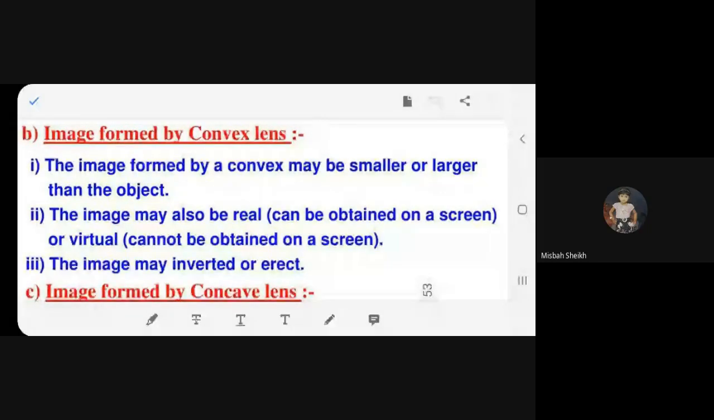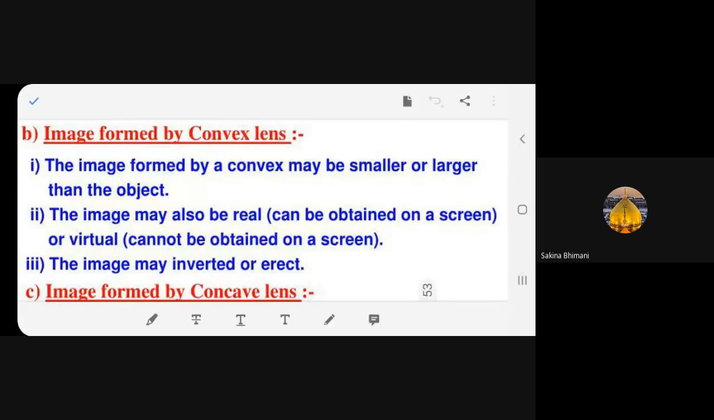Sakina, your voice is cutting. It will be okay. Don't worry. Continue. You can read it again. Sakina, where is she? Ma'am, she is not answering. Is she there? Sakina, are you there? Hello. Yes, ma'am. Please read it again. Your voice got cut. You can read it again.